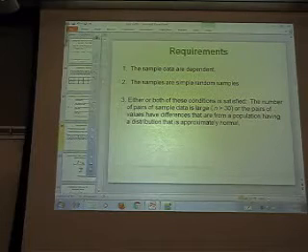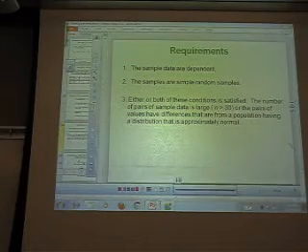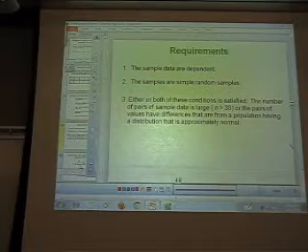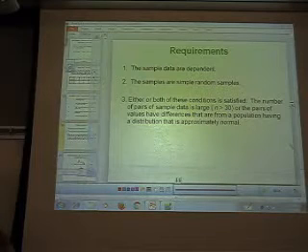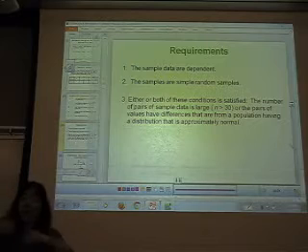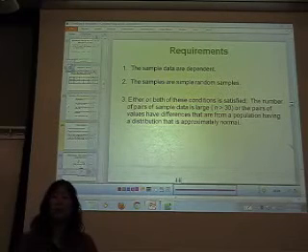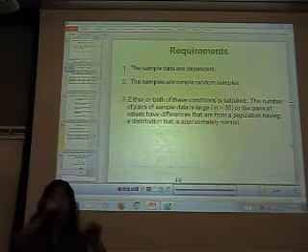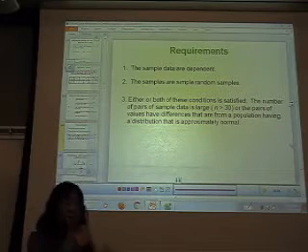Here are some basic requirements. The sample data are dependent. In other words, who you pick for the first group totally determines who you pick for the second group. If I pick your right arms for the first group, then I have to pick your left arms for the second group, and I have to match them up.